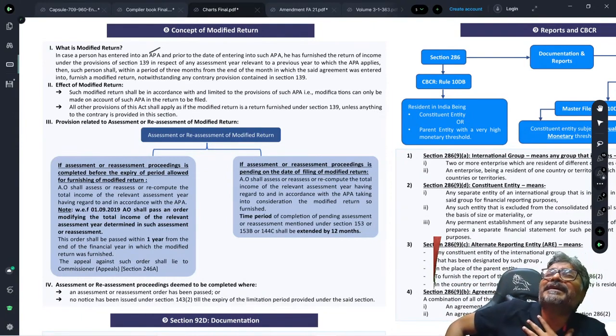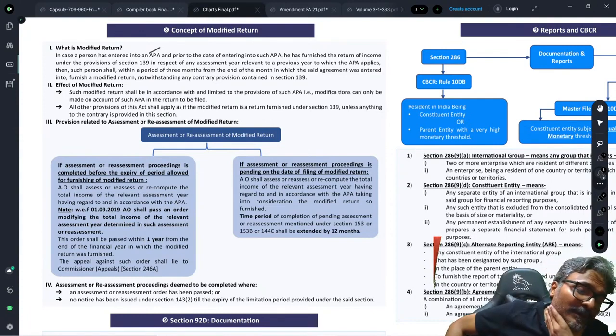Why do you have to file the modified return? Because you have accepted the APA. And because you have accepted the APA, you yourself have agreed to modify your transfer price. You had shown the transfer price in respect of the sale that you made to your non-resident AE at rupees 100. That was your transfer price. Thereafter, students, the APA that was adopted was rupees 110. That 110, students, was accepted, or not?